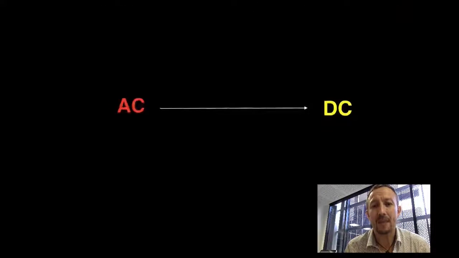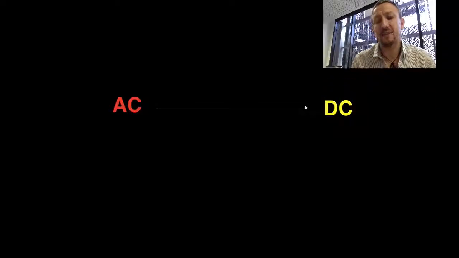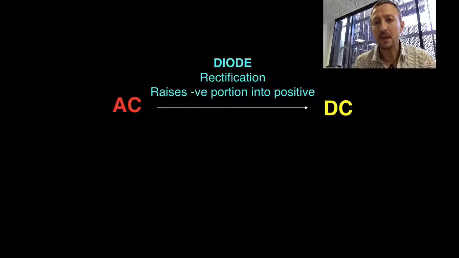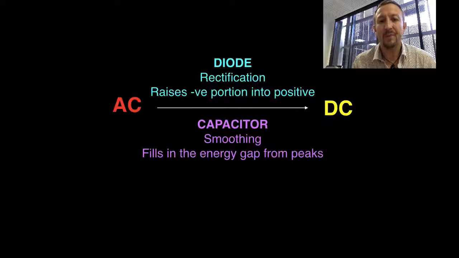Okay, so to recap or summarize what we've looked at over the last 2 units, we've got AC going to DC. We've used a diode for rectification, and this raises the negative portion of the AC curve into a positive. And we've now used a capacitor to smooth out or fill in the gaps from each of the peaks. And as a result, we will produce a horizontal straight line.